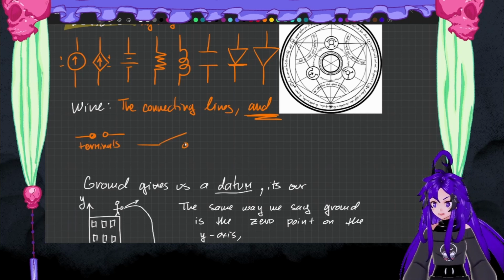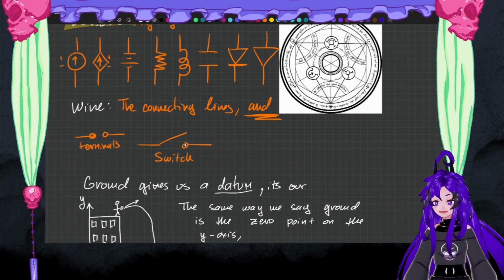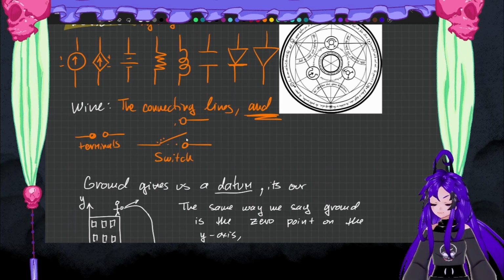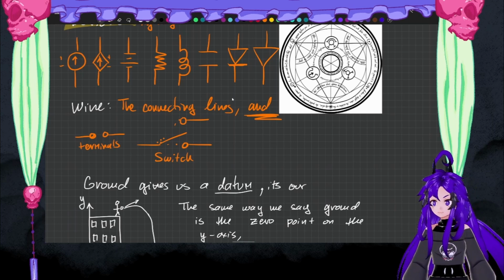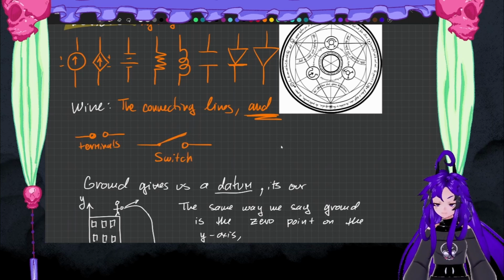This one is called a switch. And it might have one terminal it could connect to. It might have two terminals, and it might go up like this or down like this. Either way, this thing either opens the circuit or closes the circuit at a certain time.